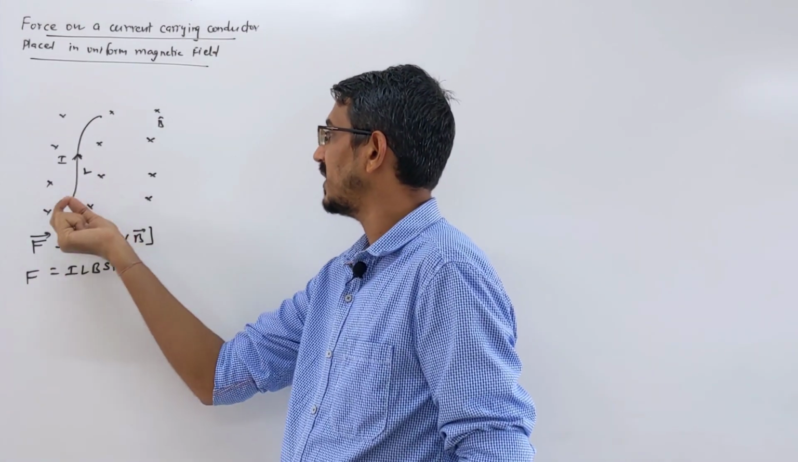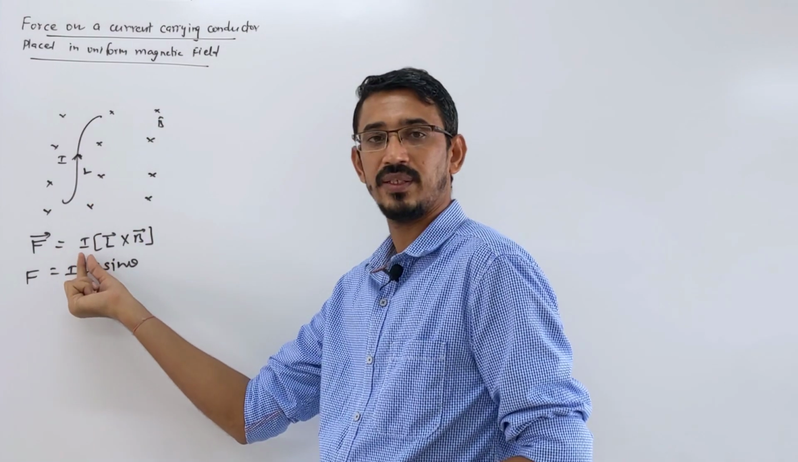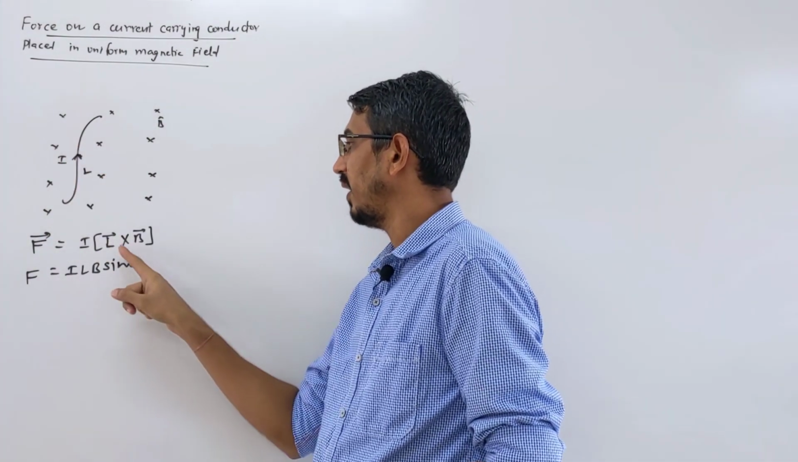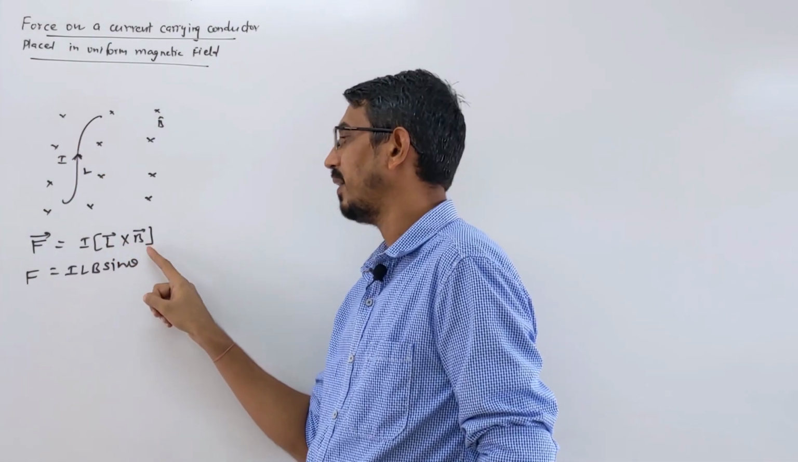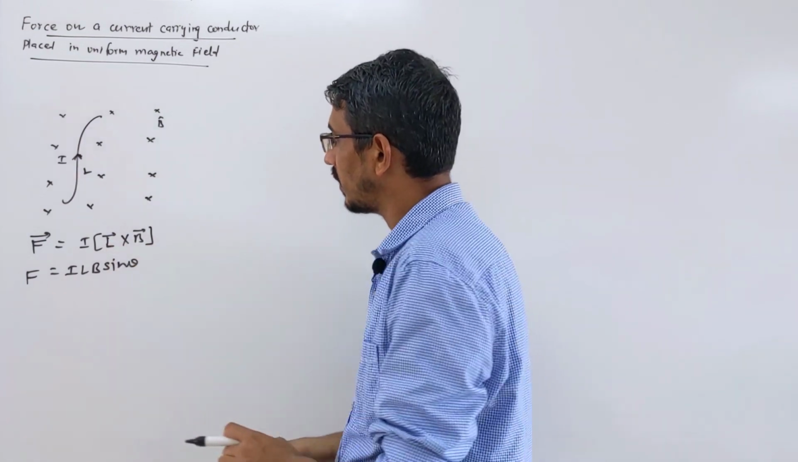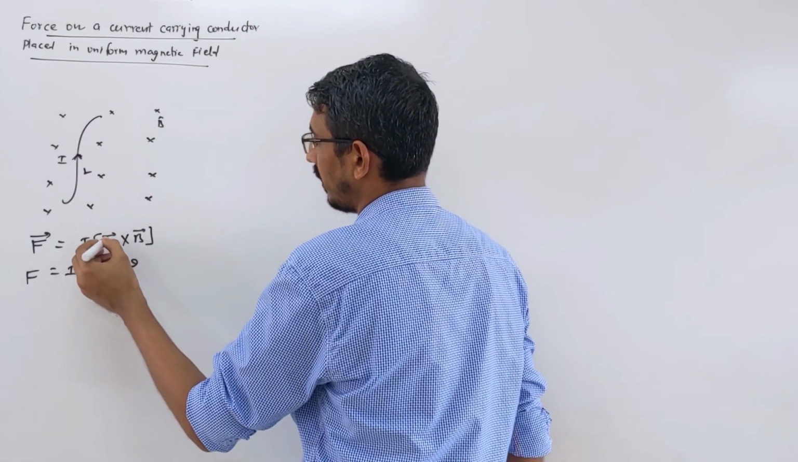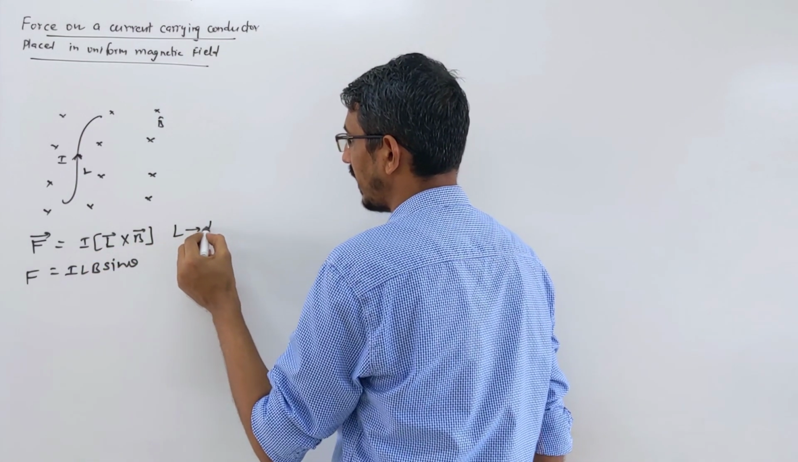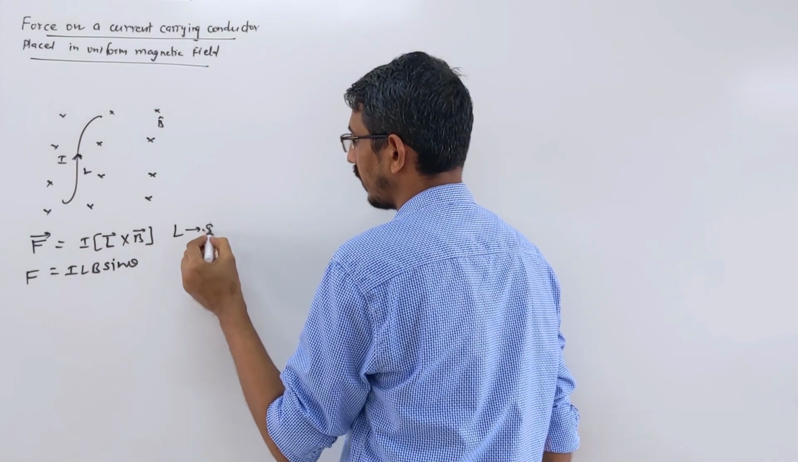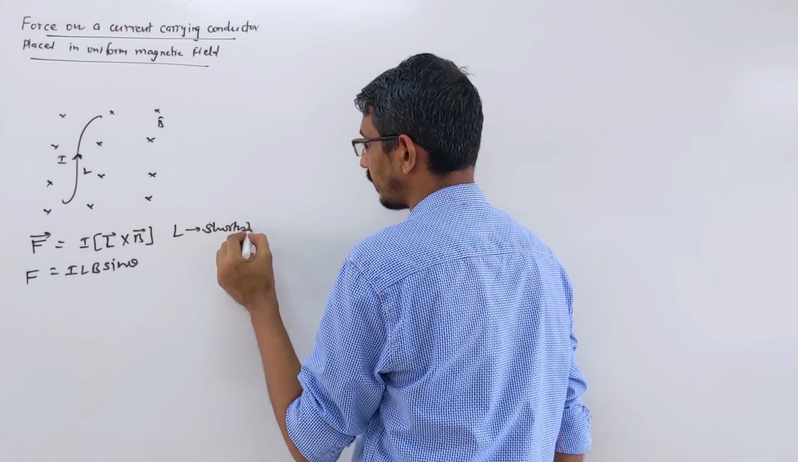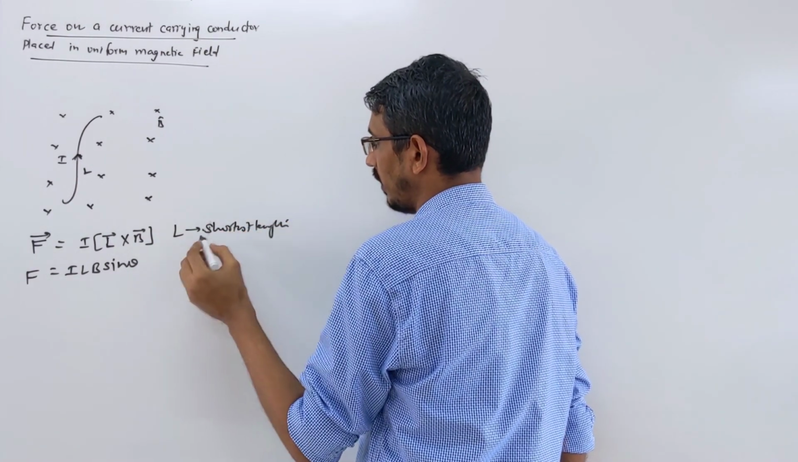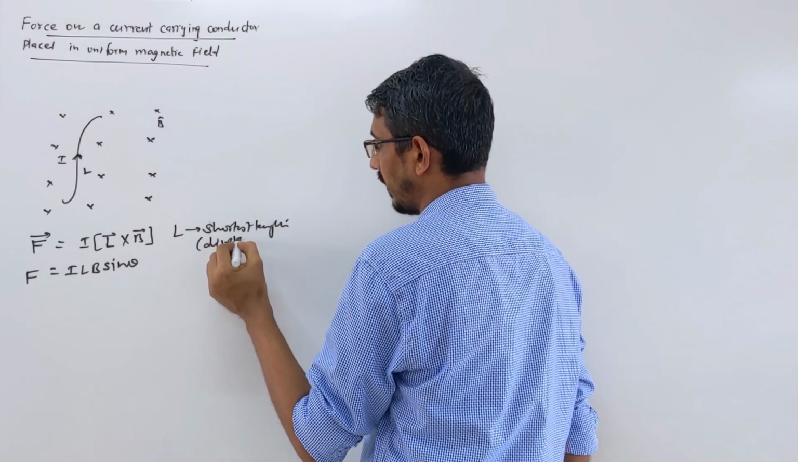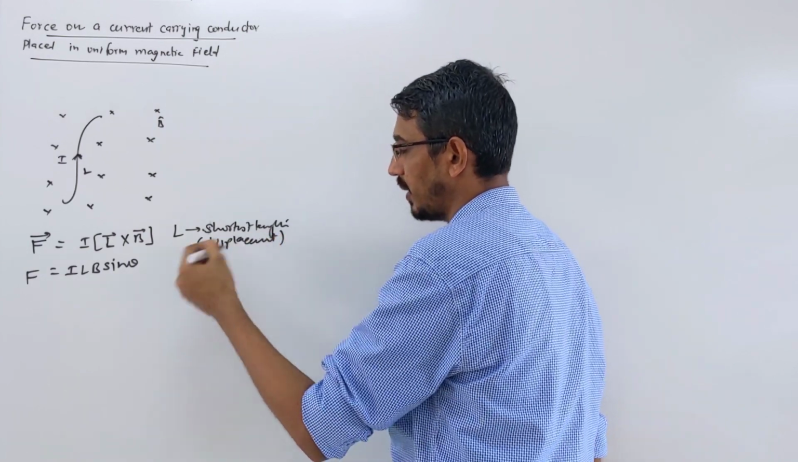The force experienced by this conductor depends on the current, how much current is flowing through that conductor, the length of the conductor, and the magnetic field. Always remember what length means here. The proper meaning of length is the shortest length, or you can call it the displacement. I will explain the meaning of this.